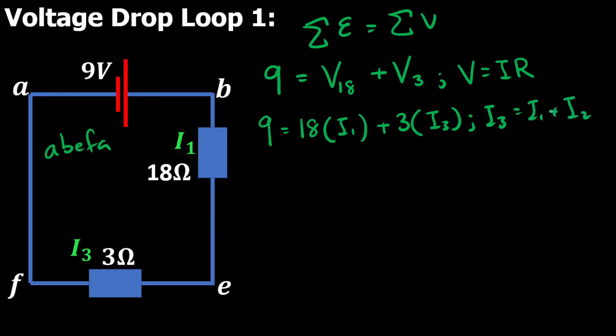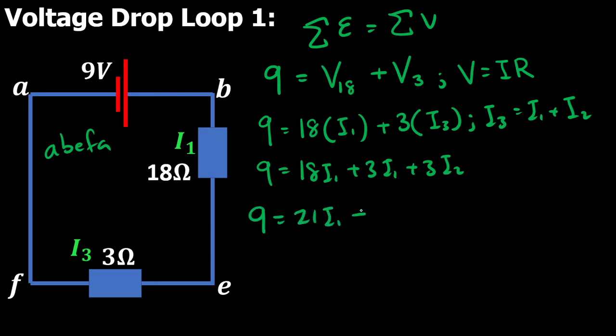plus I2, right? We can substitute that in, and what we will find is 18I1 plus 3I1 plus 3I2. Let's simplify that. So that's 9 equals 21I1 plus 3I2. Alright, so that's going to be our first equation. Alright, okay, so next loop.